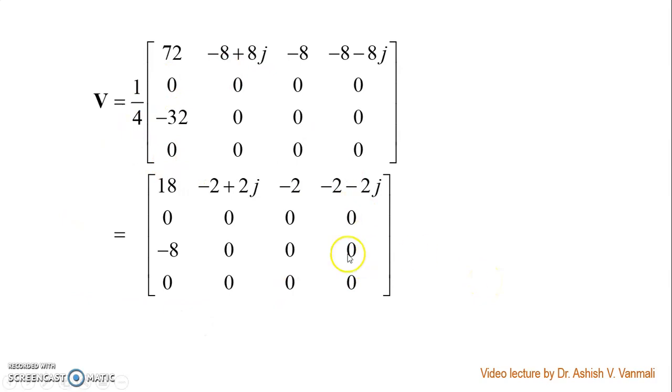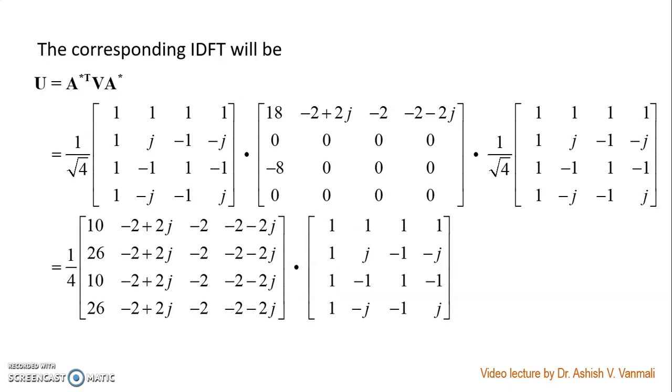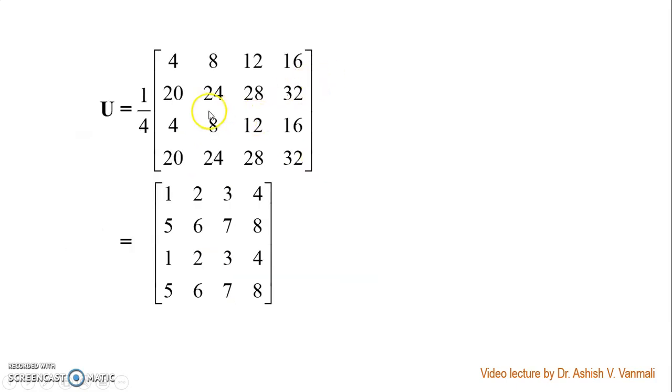Now what we want to do is take the inverse DFT of this and we should get the original image back. So the inverse DFT, that is IDFT, will be U is equal to A conjugate transpose B A conjugate. Again substitute the values and perform the matrix multiplication. If you multiply these two matrices, we get this result. If you multiply these two matrices, we will get this result. If we take this 1 by 4 inside, this is the inverse DFT result we will get, and you can verify that it is the same as the input image that we have applied.